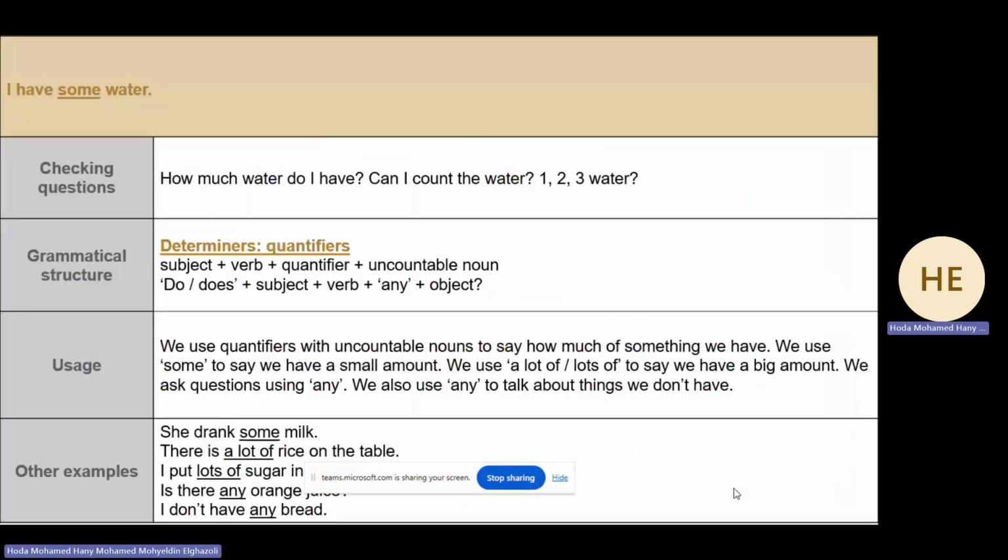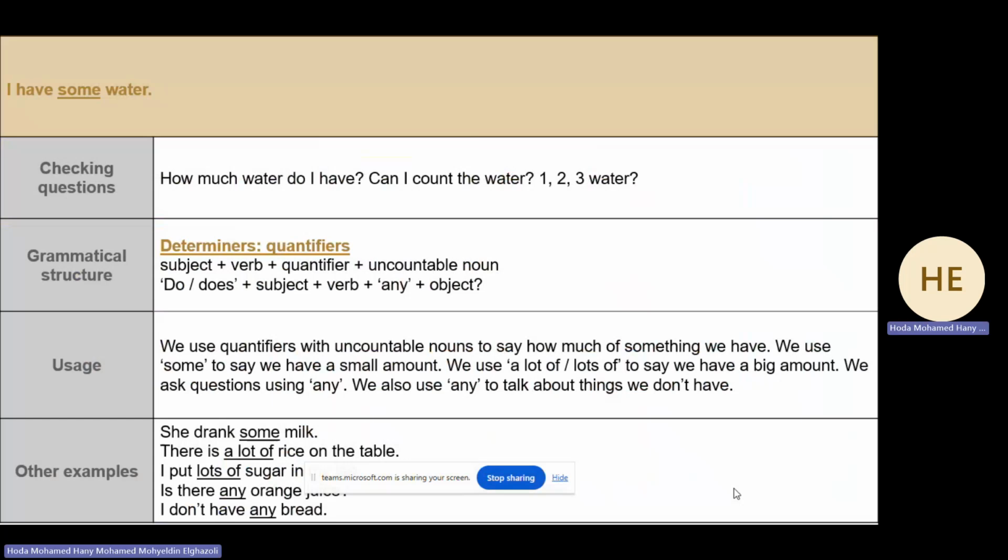And now about quantifiers. We use quantifiers with uncountable nouns, the nouns that we can't count, to say how much of something we have, because we can't use numbers, there's no plural form. So we use quantifiers to talk about how much of uncountable nouns we have. We use some to say we have a small amount.